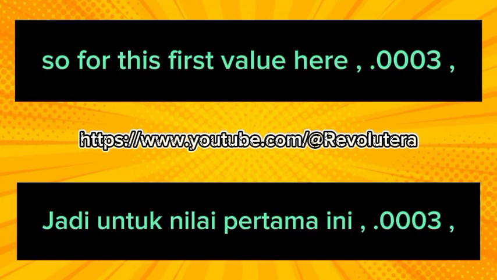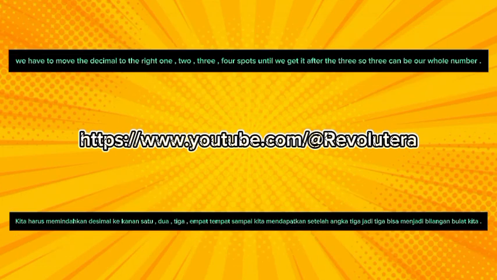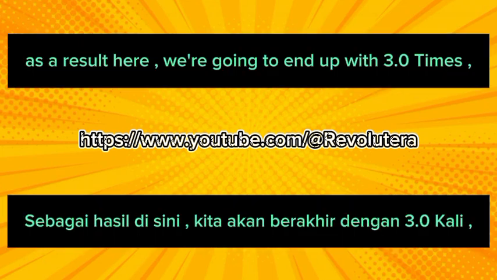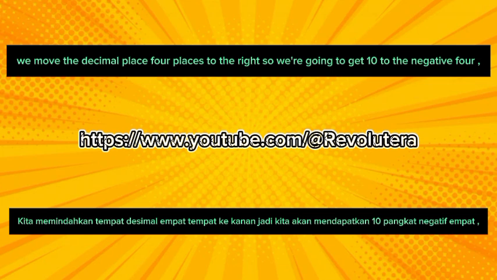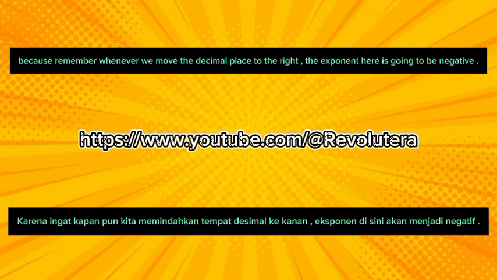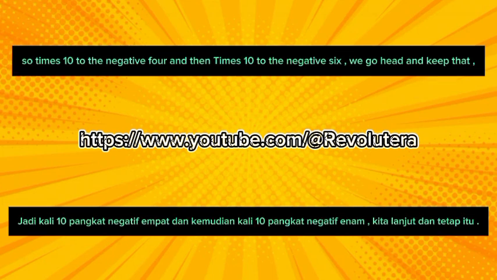So for this first value here, 0.0003, we have to move the decimal to the right 1, 2, 3, 4 spots until we get it after the 3, so 3 can be our whole number. As a result here, we are going to end up with 3.0 times 10 to the negative 4, because remember, whenever we move the decimal place to the right, the exponent is going to be negative. So times 10 to the negative 4 and then times 10 to the negative 6. We go ahead and keep that.